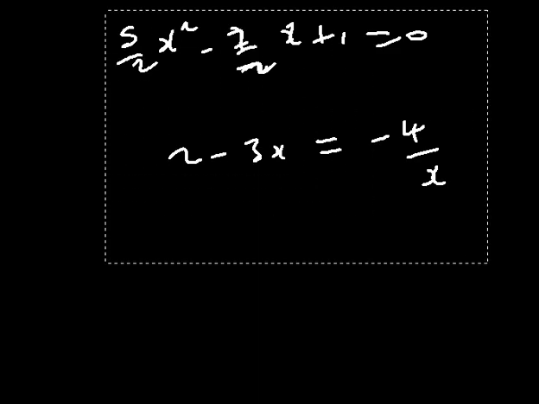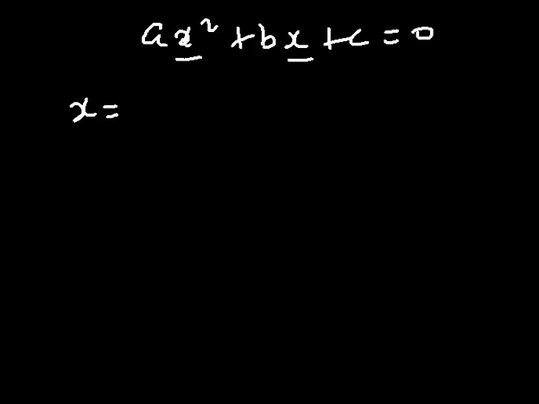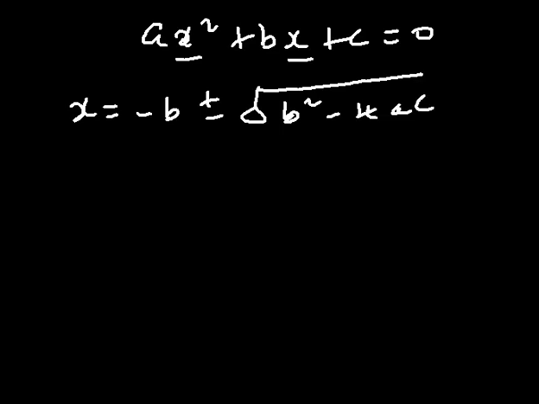And finally, we also have another method that is being used to solve quadratic equations. We call it the quadratic formula. Let's say we have the quadratic equation in the general form ax squared plus bx plus c is equal to 0. Upon making x the subject, we have x is equal to -b plus or minus square root of b squared minus 4ac divided by 2a.